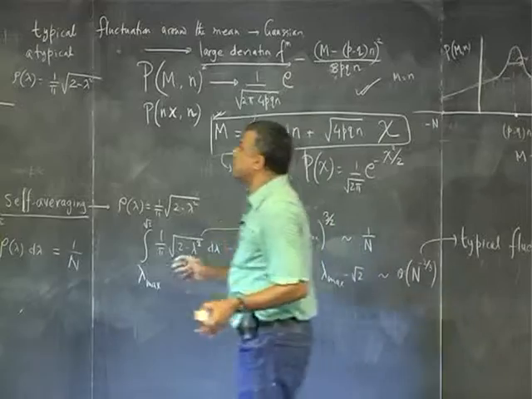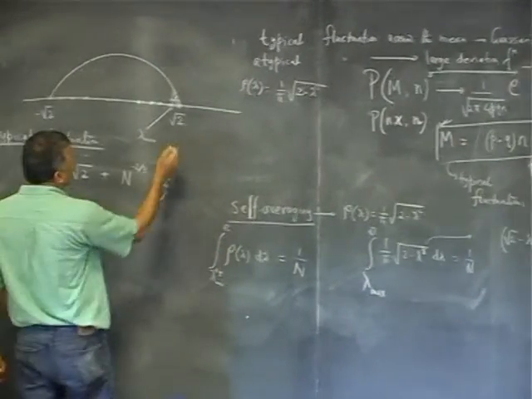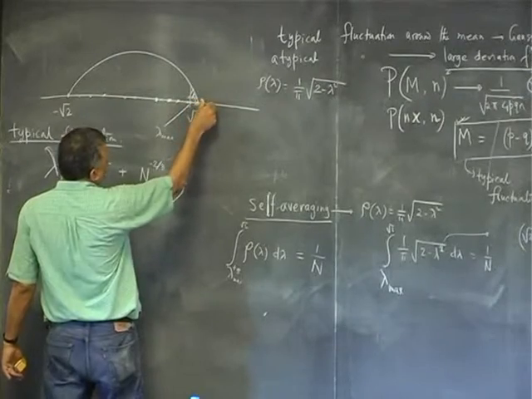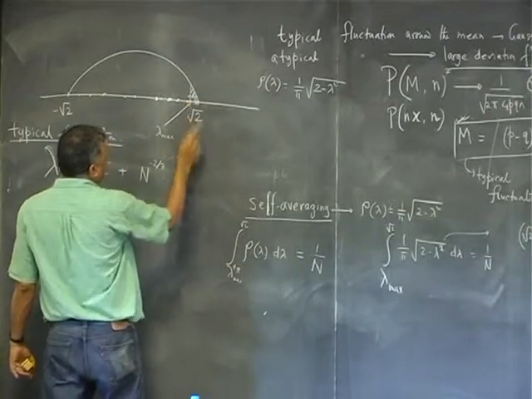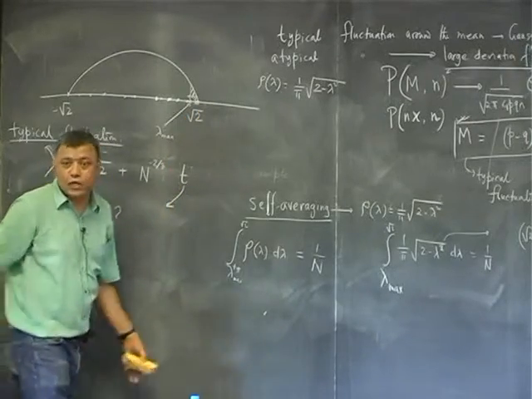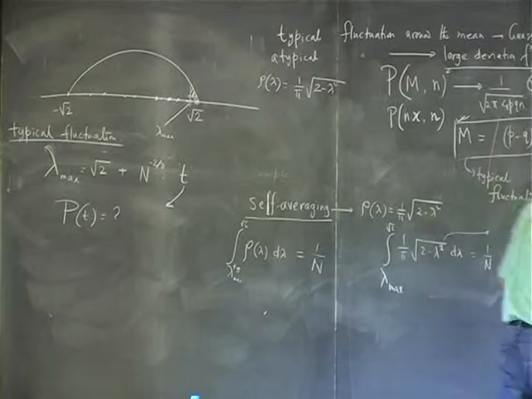I'm saying again, this is just an order of magnitude estimate. If you are on that side, you just switch the sign. Okay, that's the typical fluctuation around that. So lambda max can sometimes be bigger than root 2, sometimes less than root 2.